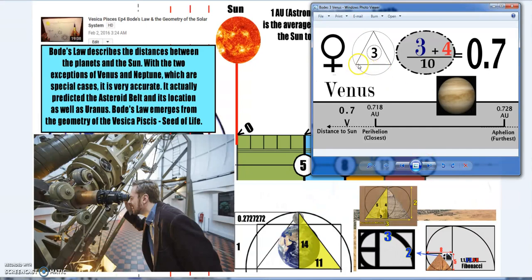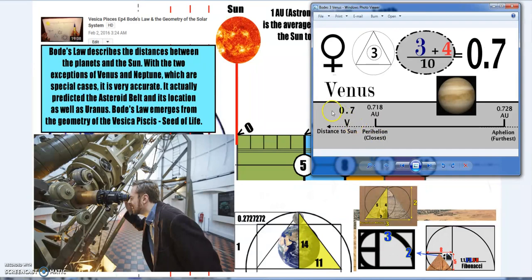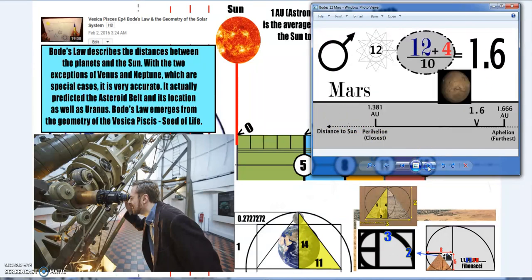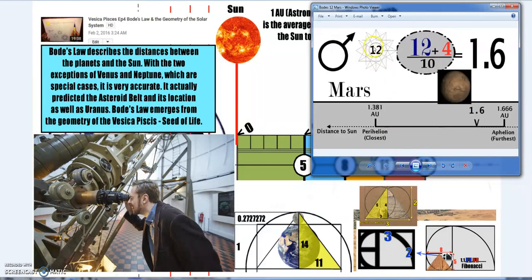Venus is next. So from the Vesica, we have a circle. When we draw the Vesica, we can get an equilateral triangle. 3 corners, 3 plus 4 divided by 10 is 0.7. Bode's law is slightly out here, but okay. Except now Earth is 1, being the 6-pointed or the hexagon. The next star is the 12-pointed star, which emerges from that. 12 plus 4 divided by 10 is 1.6. Bode's law predicts the location of Mars.